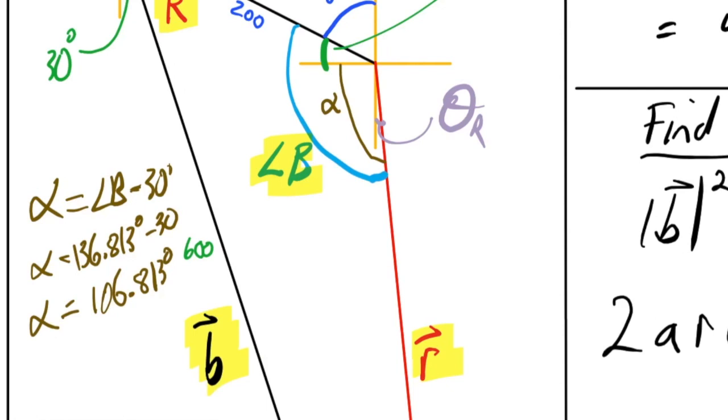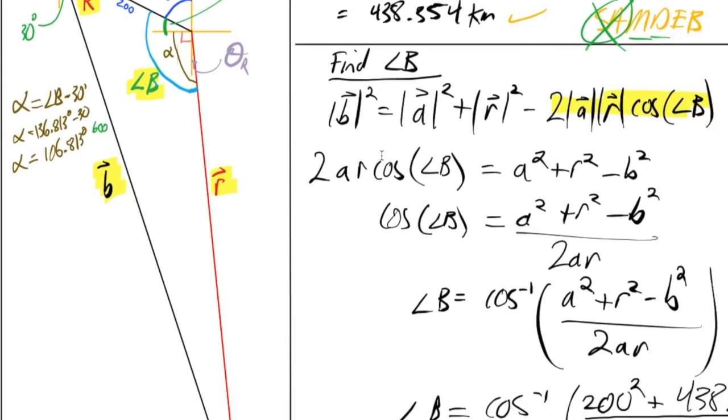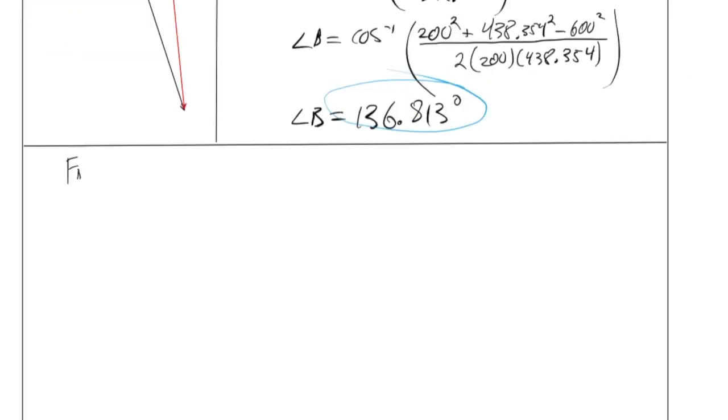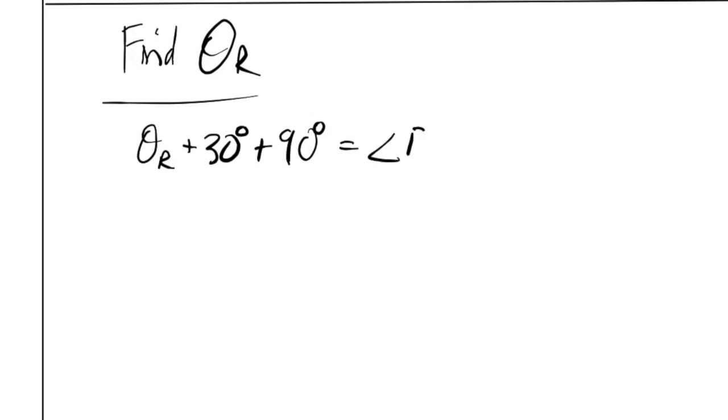The next thing we have to do is figure out what angle r is going to be. What we know is that this little section here is 90 degrees. So this green plus the 90 plus this value r is equal to angle B. Let's do that somewhere where we have more room. Now we need to find theta r. So theta r plus that 30 degrees plus that 90 is equal to that angle B.